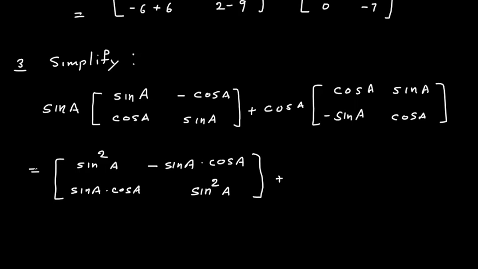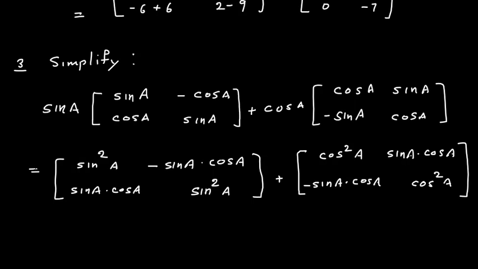Plus now I will multiply by cos. So cos a into cos a is cos square a. Then cos a into sin a is sin a into cos a. Then cos a into minus sin a is minus sin a into cos a. And then this cos a into cos a is cos square a. Okay.